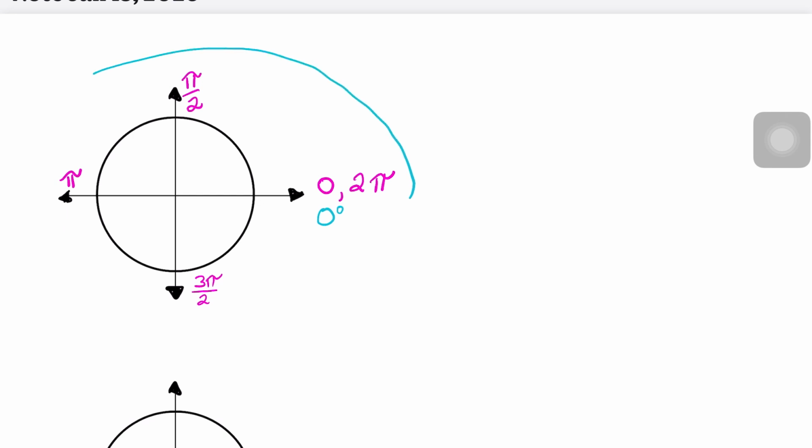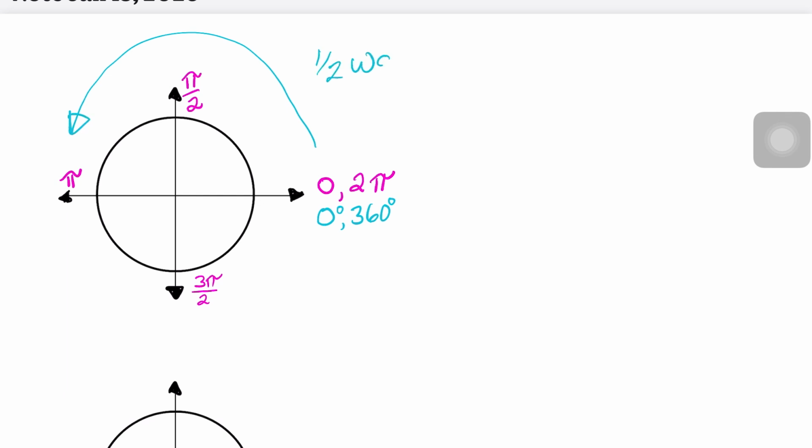All right, now let's throw degrees on our circle because some people are more familiar with those. We start out at 0 degrees, and one entire trip around the circle is 360 degrees. So halfway around the circle is 180 degrees. Halfway between 0 degrees and 180 degrees is 90 degrees. And finally, halfway between 180 degrees and 360 degrees will be 270 degrees.